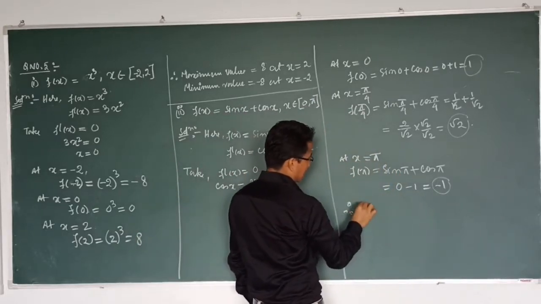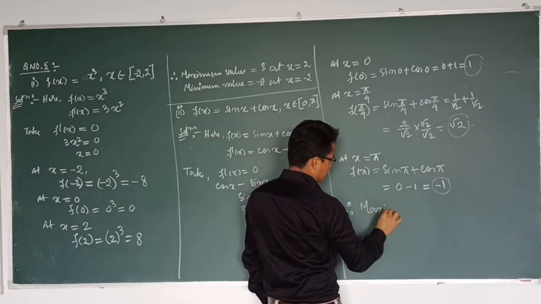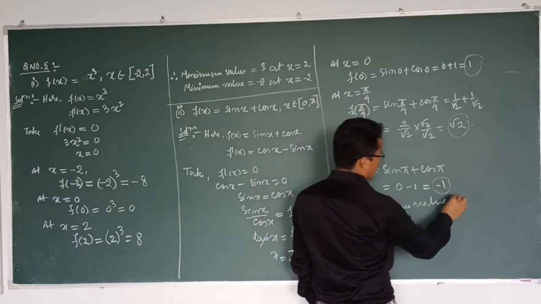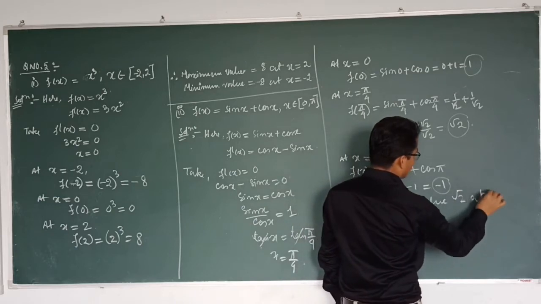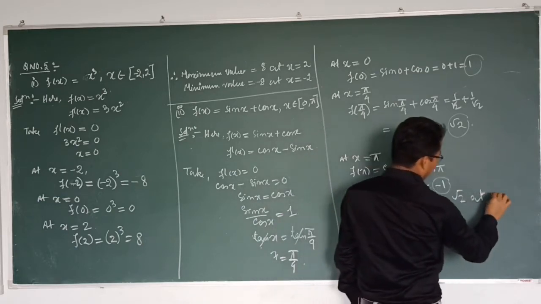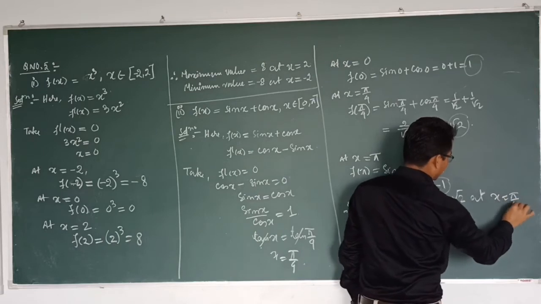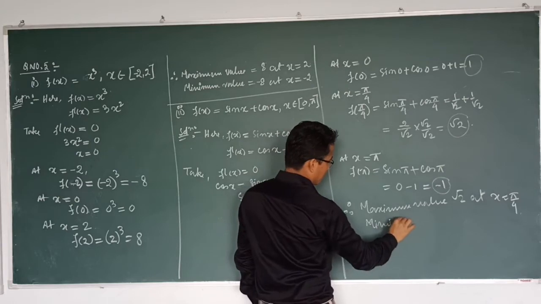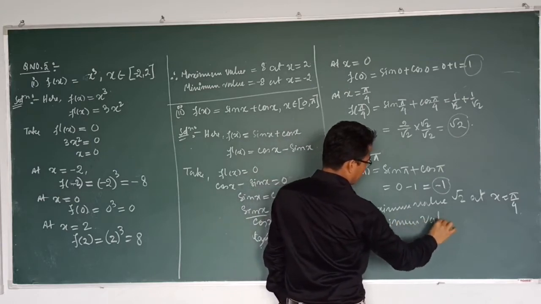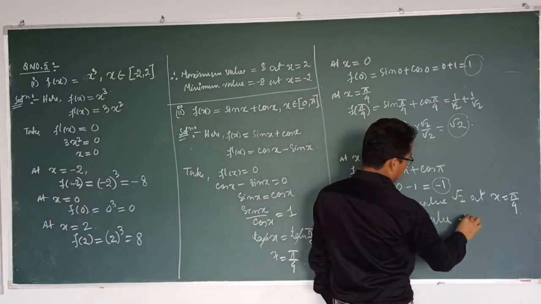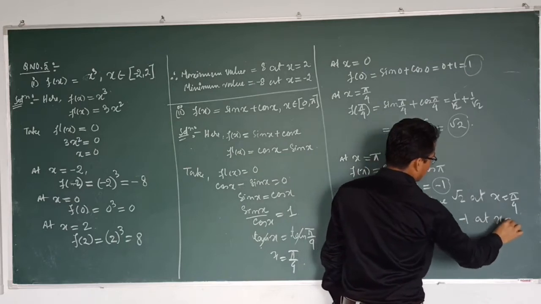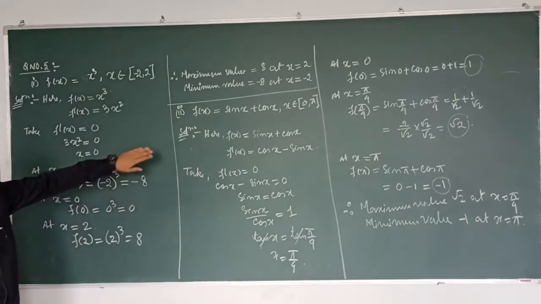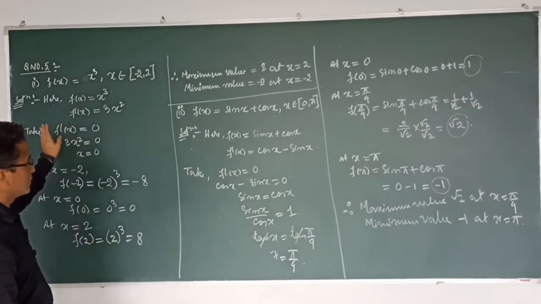Therefore the maximum value is root 2 at what point? At x equal to pi by 4. Similarly, the minimum value is minus 1 at x equal to pi. In this way we solve part 2 of question number 5.